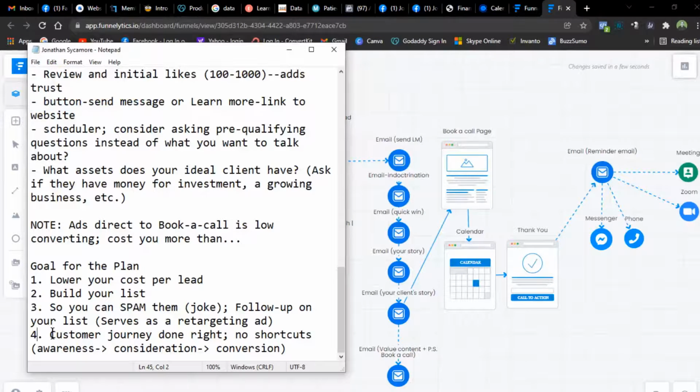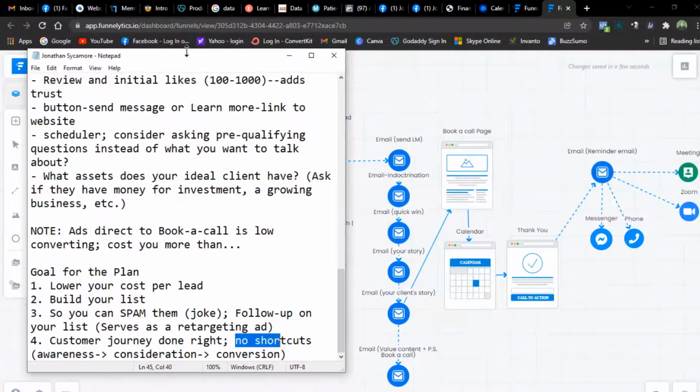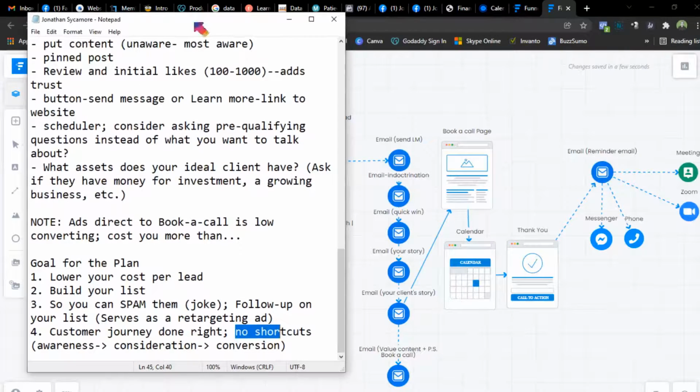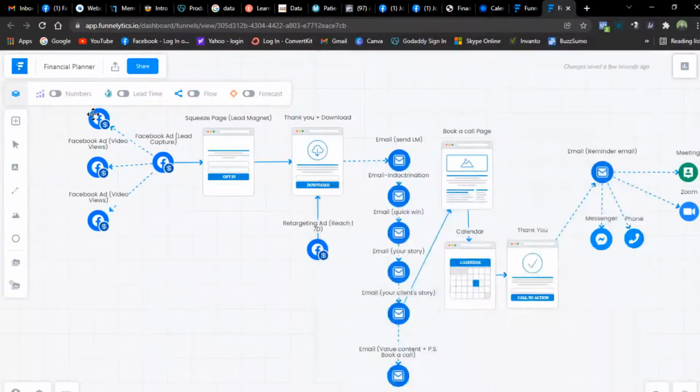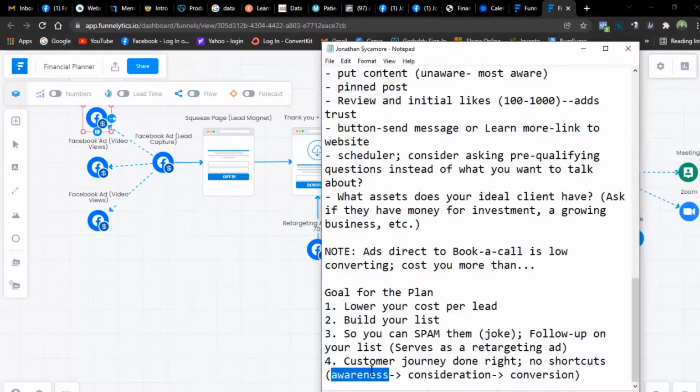Okay, and then last but not the least, we want to do the customer journey correctly. Okay, there's no shortcuts. What you wanted initially is to invite people who don't know you on a date with you. Okay, that's kind of spooky, right? Or creepy. So what you want is to spark some awareness that you exist, your service exists, you've helped people, you're giving them value with your tips and so on.